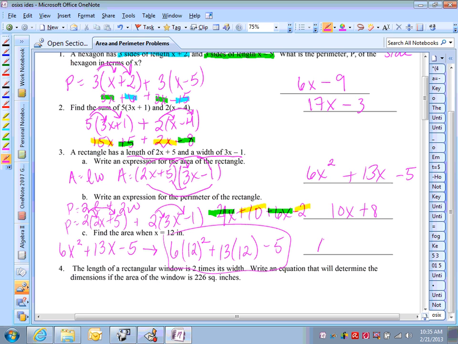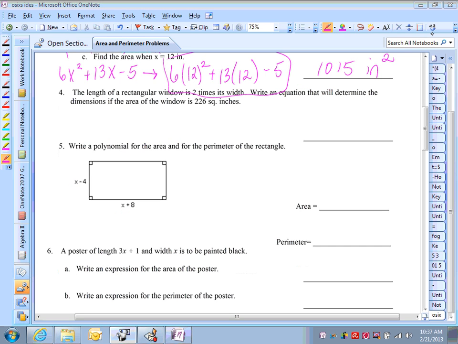So it's 1,015 inches squared. All right, and we're done with that problem. Oh my god, we're going on to problem 4. All right, let's go on to problem 4.